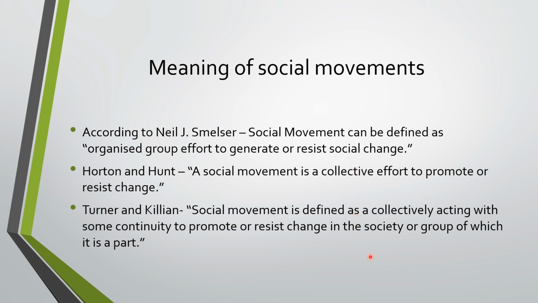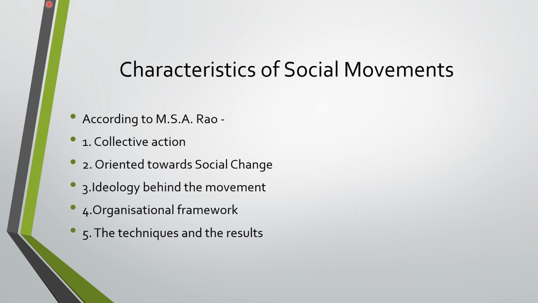Let's see what the characteristics of social movements are. M.S.A. Rao is one of the prominent Indian sociologists who has mentioned the nature of social movements in the book Social Movements in India. According to him, social movement includes two characteristics about which there is considerable agreement among sociologists. The first is collective action and the second is orientation towards social change. These are the two basic characteristics given by M.S.A. Rao.